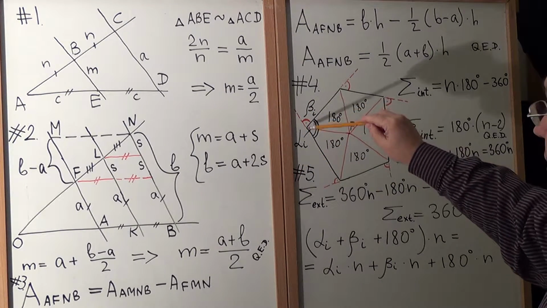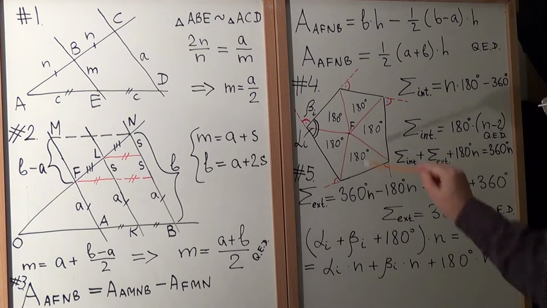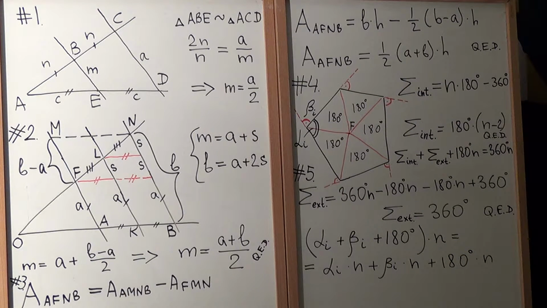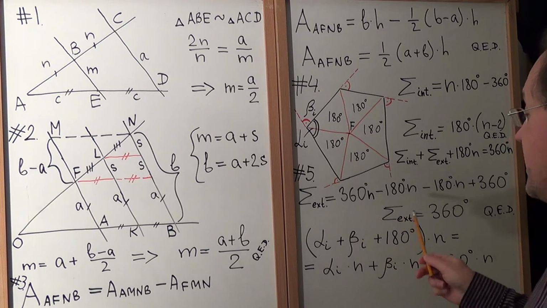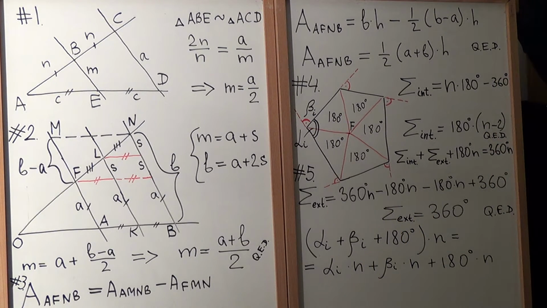So how many do we have? We have n vertices. So multiply by n. Open brackets. This is this. This is this. 180 times n is this. Simplify and we'll get that sum of the external angles of any polygon equals 360 degrees.